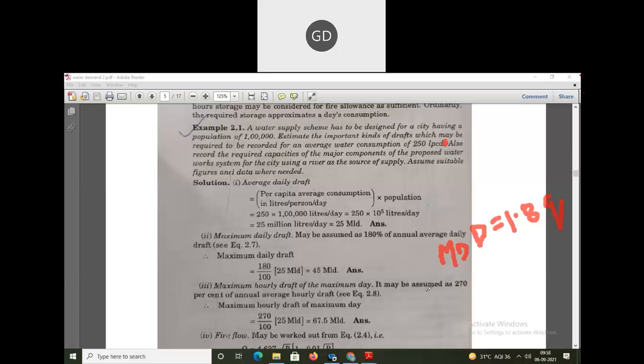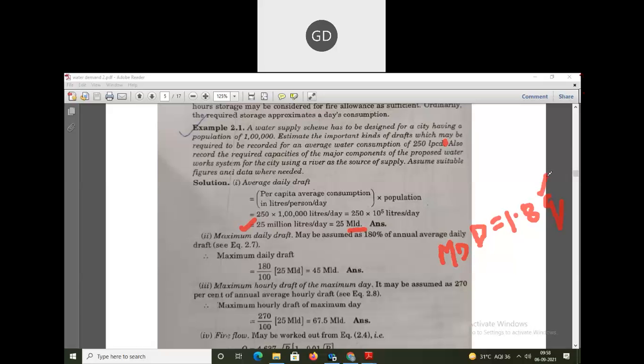So you just multiply both the population and the average water consumption, that is your 250 lpcd. After multiplying, you get 225 million liters per day. Million liters per day, in short you can write as mld. So this mld is your million liters per day. So you have got your average daily draft, that is your small q. Small q you have now found out.